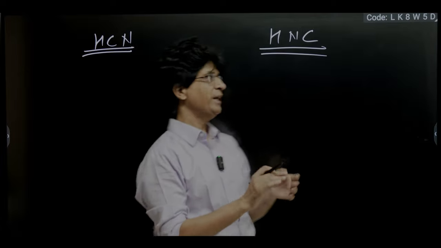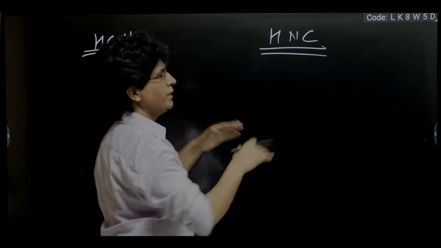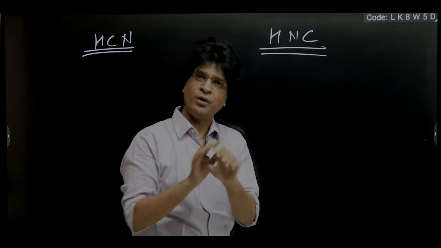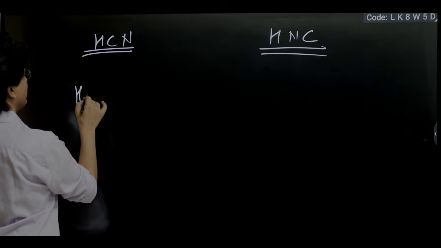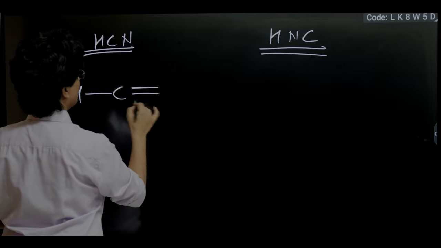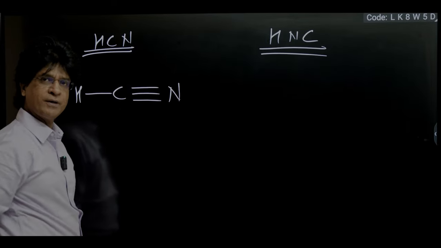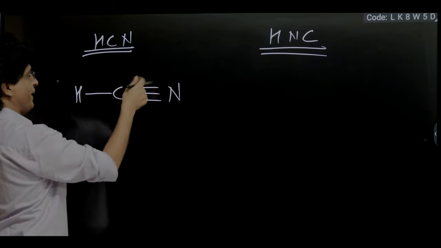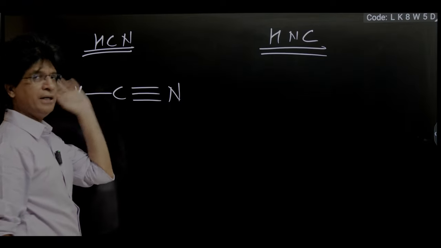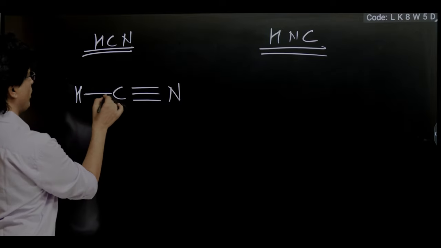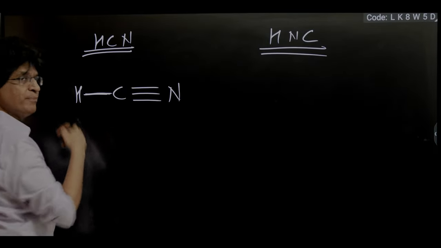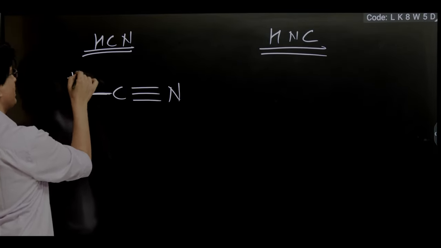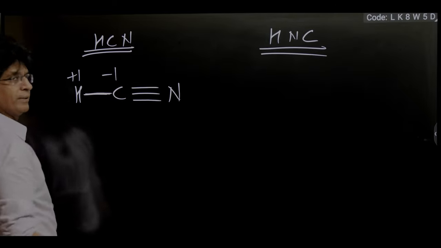But here I'm going to do some bare minimum requirement for redox reaction. So the diagram of HCN is H triple bond C and this N. Now let's find out the oxidation number of H, C and N respectively. For each covalent bond, H is less electronegative, carbon is more electronegative. So I'll get plus one and minus one.